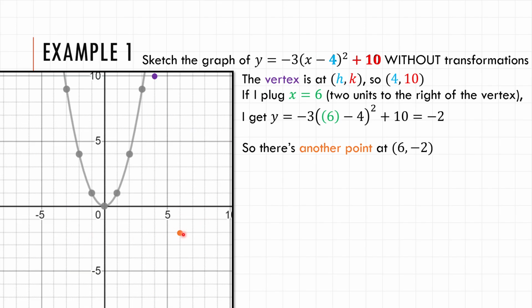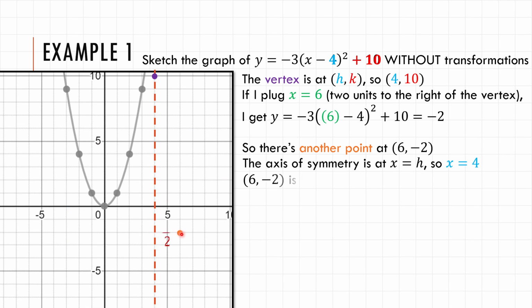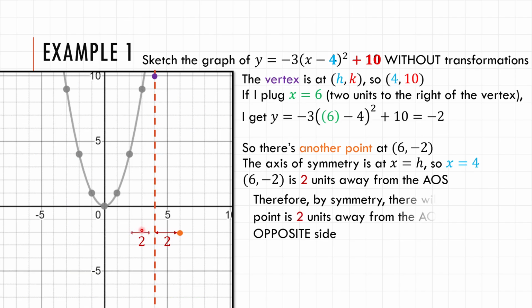Now remember, I said I wanted to plot this a little bit away from the axis of symmetry, which would be right over here at x equals 4. Because I found a point 2 units to the right of the axis of symmetry, I know by the definition of symmetry there is going to be another point 2 units to the left, and I can plot a point right there. You can confirm that by plugging in 2 and you will get -2 as well. But I didn't need to actually evaluate that equation because of what I know about symmetry.